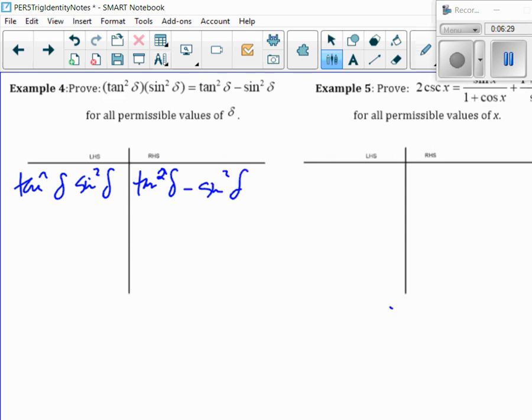Okay, so which side is hard? The left side's harder? I disagree. The right side's harder? Probably, because it's subtraction. So what do you want to do here on the right side? Okay. So sine squared delta over cos squared delta minus sine squared delta. Okay, and then what do you want to do? Common denominator. Okay, let's do common denominator. So that is a cos squared delta, and this is still sine squared delta.